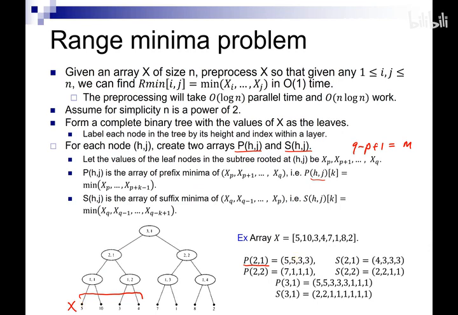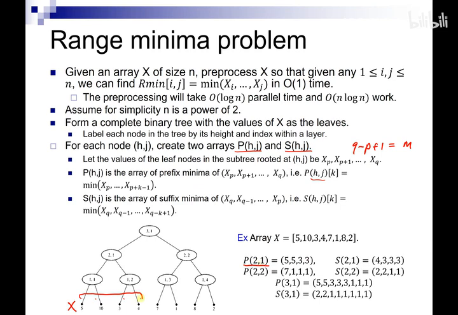Okay, so the next value is going to be the minimum of these two values, of this 5 and this 10. So that's going to be a 5. The next value is going to be the minimum of the first 3 values in this portion of X, so it's going to be the minimum of 5, 10, and 3, and so that's going to be a 3. And the final value over here is going to be the minimum of the first 4 values, so that's again going to be a 3. So that's how we define the P array for this node 2, 1.